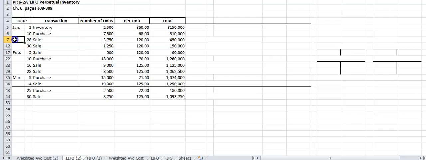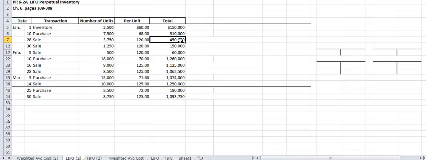So what I do is I go to my sale, and from there I determine what my cost of merchandise sold will be, right? So I sold 3,750 at 120 for 450,000. Just like in the FIFO example, this doesn't change. Sales revenue is going to be the same. So in this case, we have sales revenue of 450,000 and accounts receivable of 450,000 if we sold it all on credit. And let's assume we did.